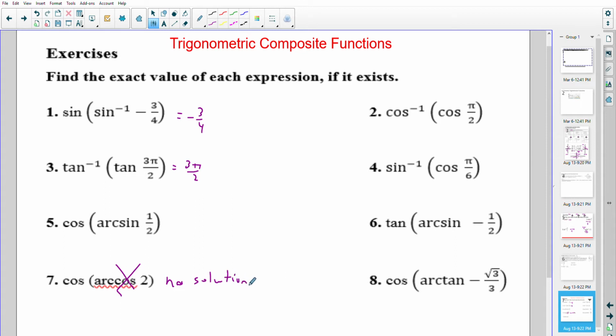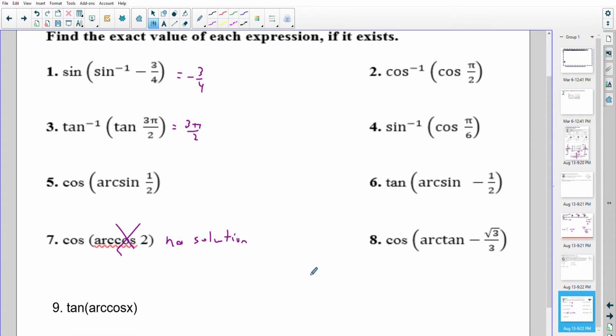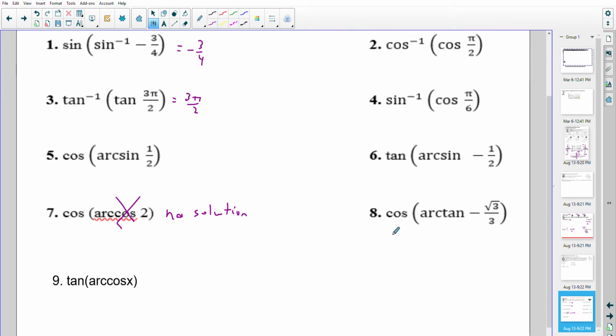Now, there's a couple other types of questions. First of all, if I were to look at number 6, you can evaluate this. Now, they're not inverses, so you have to do the inside first. And so you want the tangent of the arc sine of negative 1/2. So the sine of what angle is 1/2? The sine of pi over 6, but it has to be in the 4th quadrant, so that's a negative pi over 6.